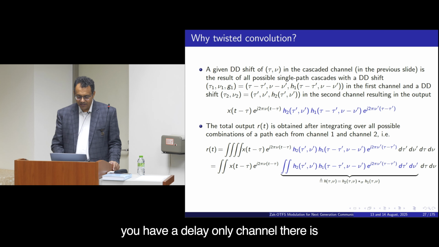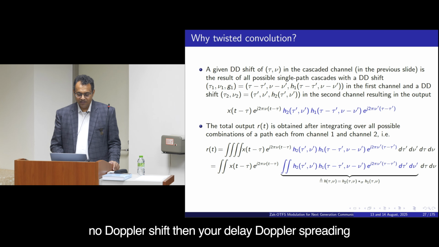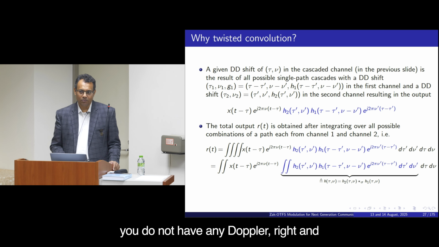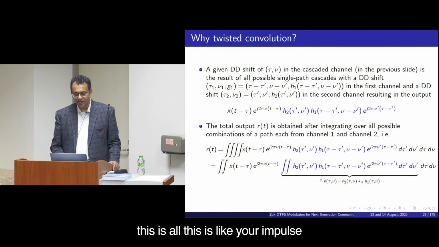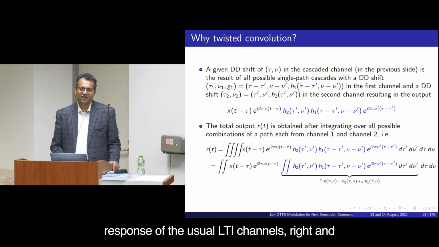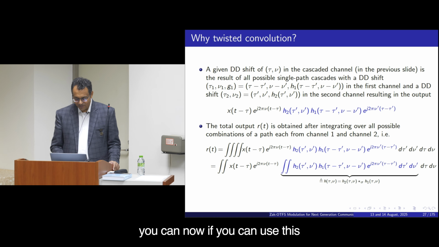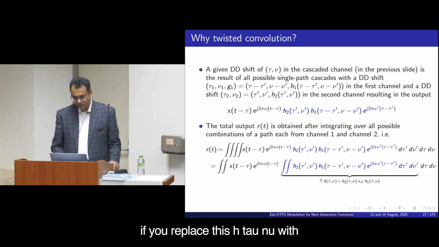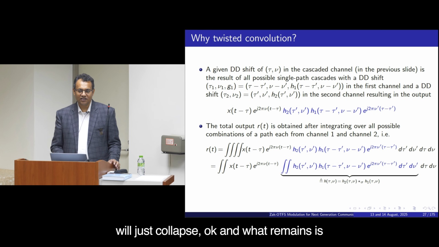Of course, when you have a delay-only channel, there is no Doppler shift, so your delay-Doppler spreading function becomes of this type. You have a Dirac delta along Doppler because you don't have any Doppler, right? And this is like the impulse response of the usual LTI channels. Now you can use the equation from the previous slide, replace h(tau, nu) with this, and you get this integral. But because you have delta nu, one of the integrals will just collapse, and what remains is this thing.